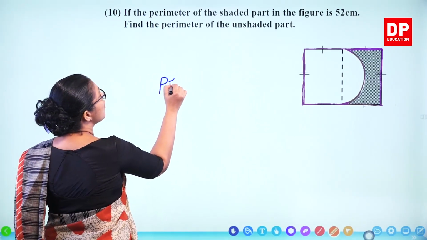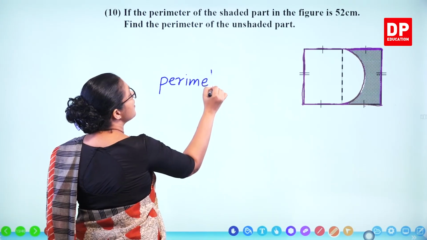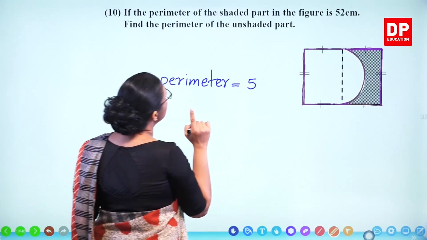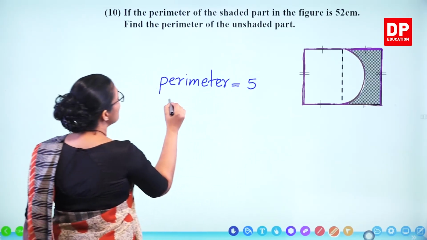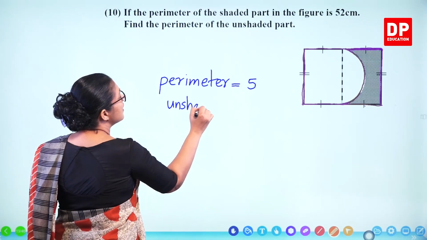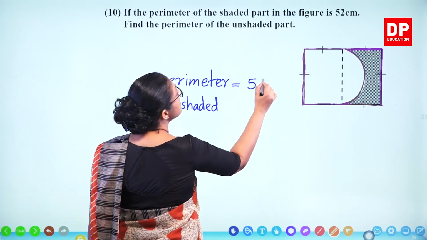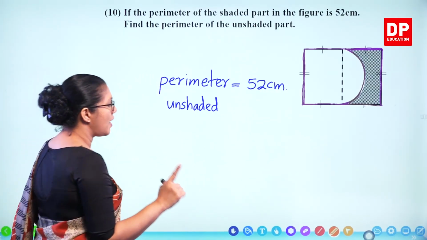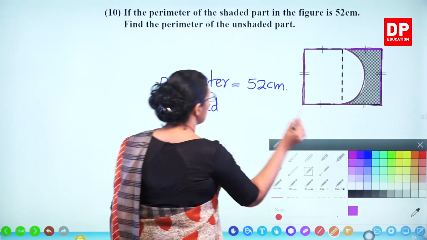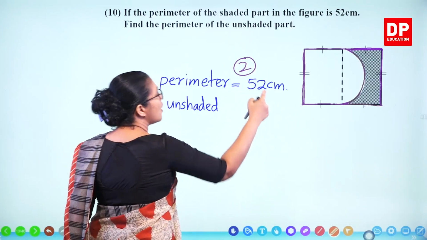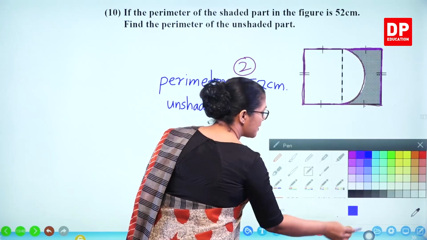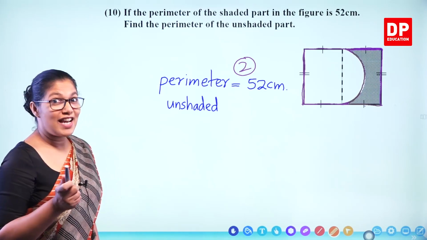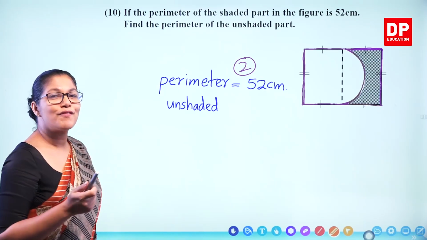So what's the perimeter of the unshaded part? Perimeter of unshaded is 52 centimeters, same as the shaded part. So 2 marks there, to identify this one and the same answer. So in this case, the perimeter of the shaded one is the same as the perimeter of the unshaded one.